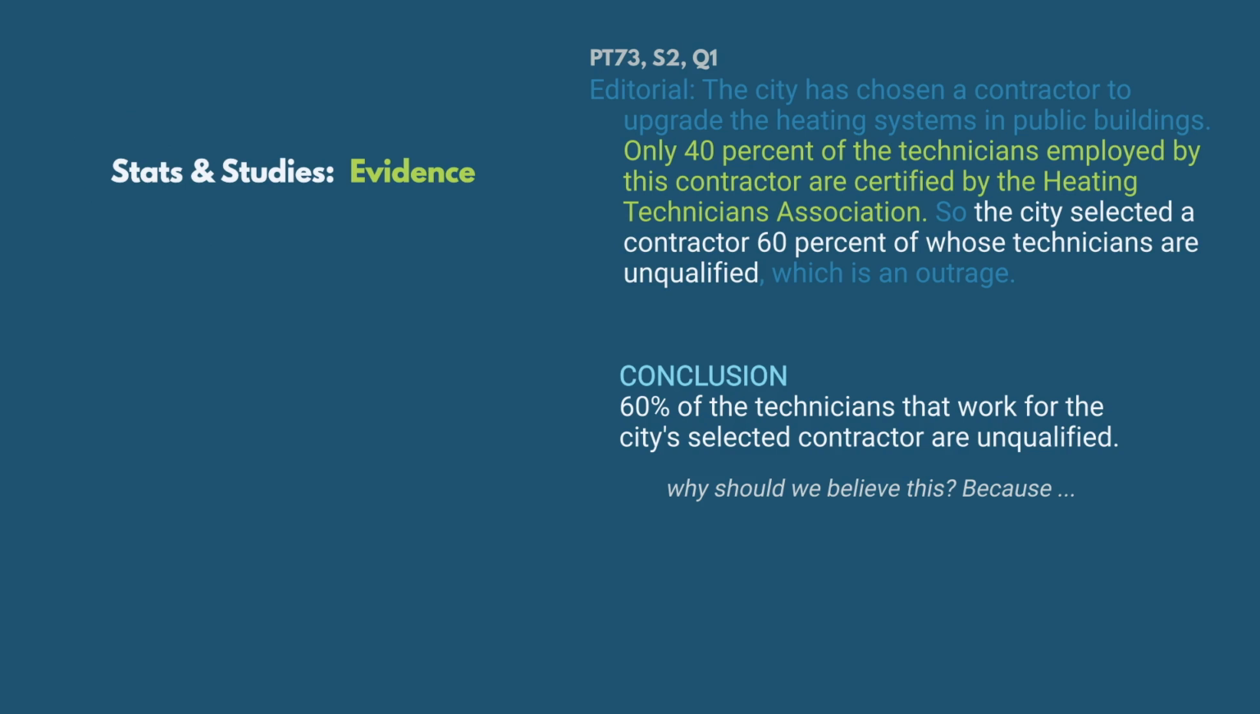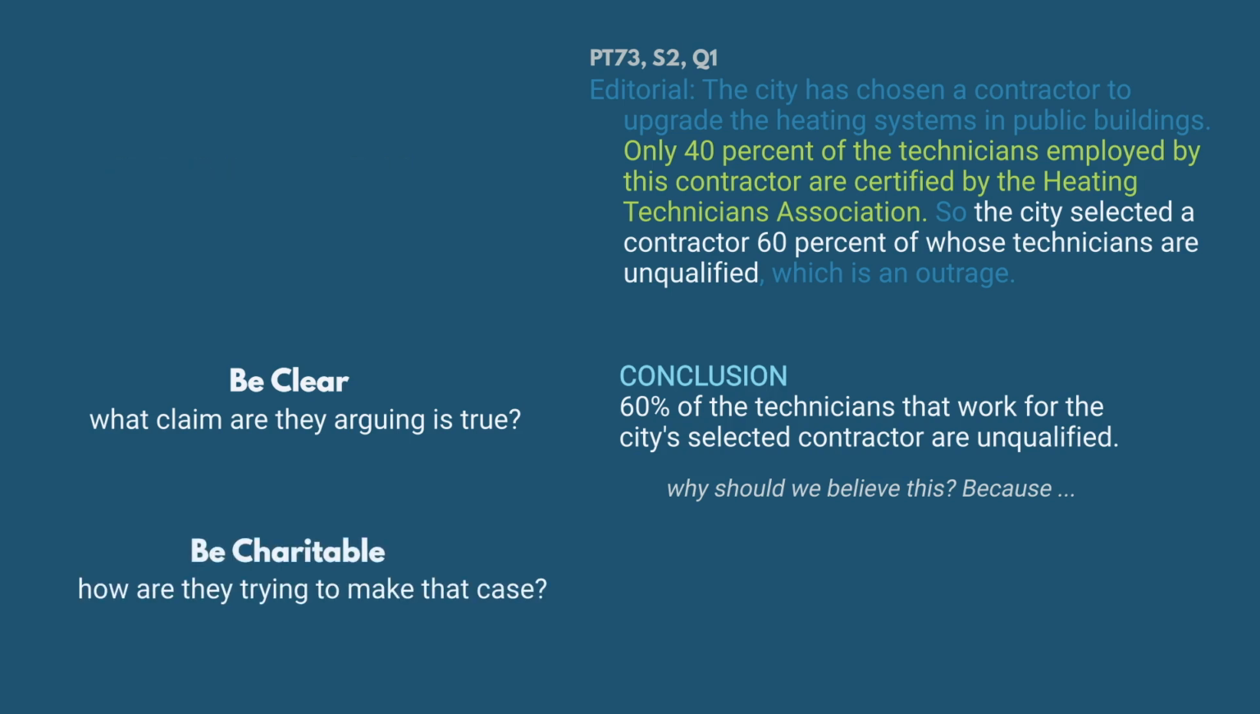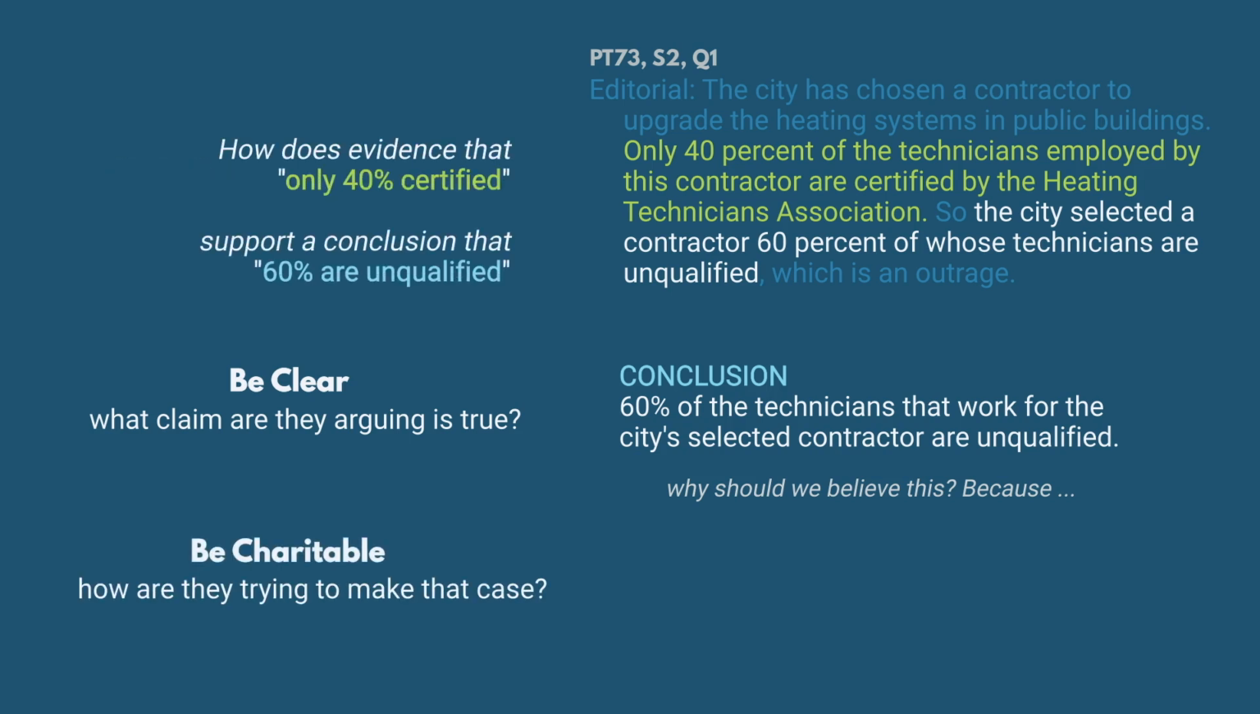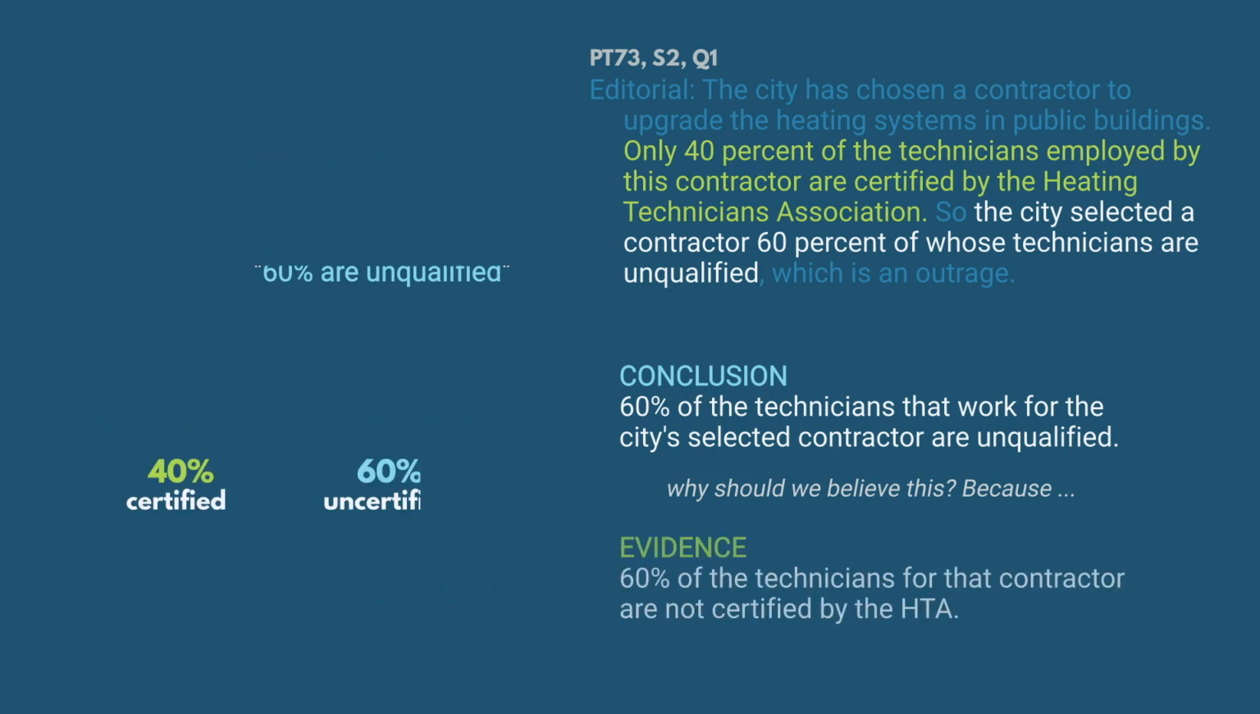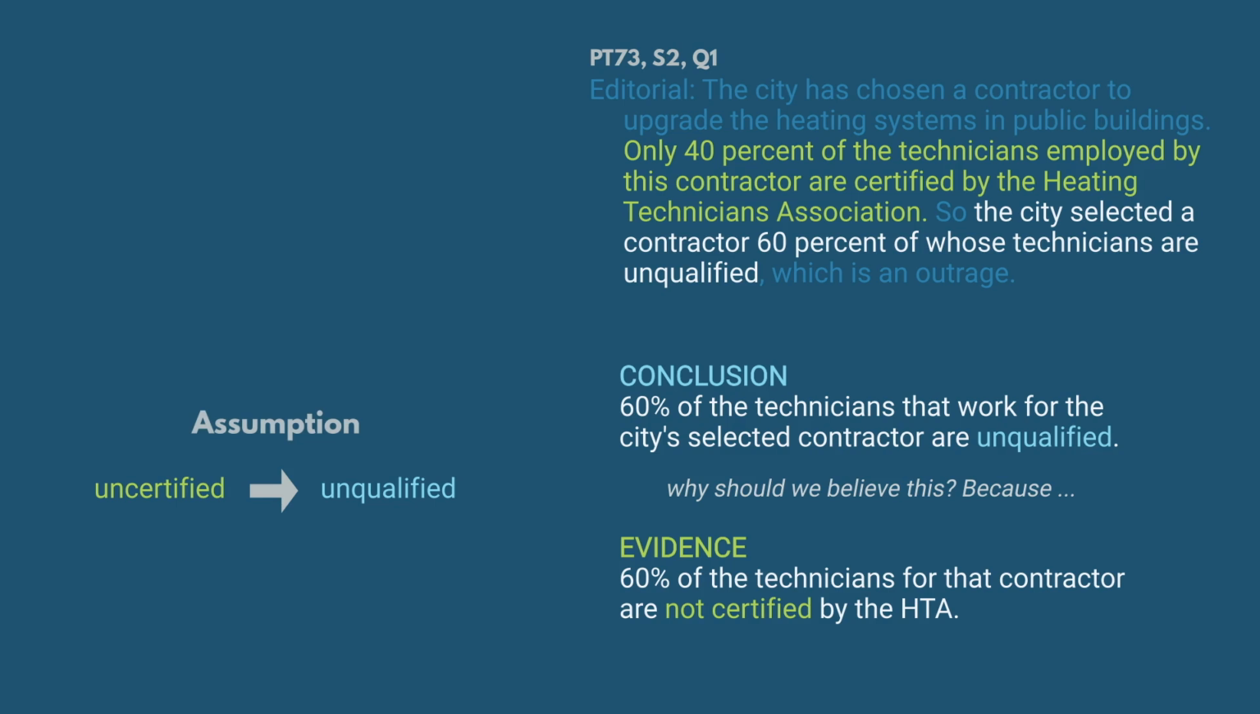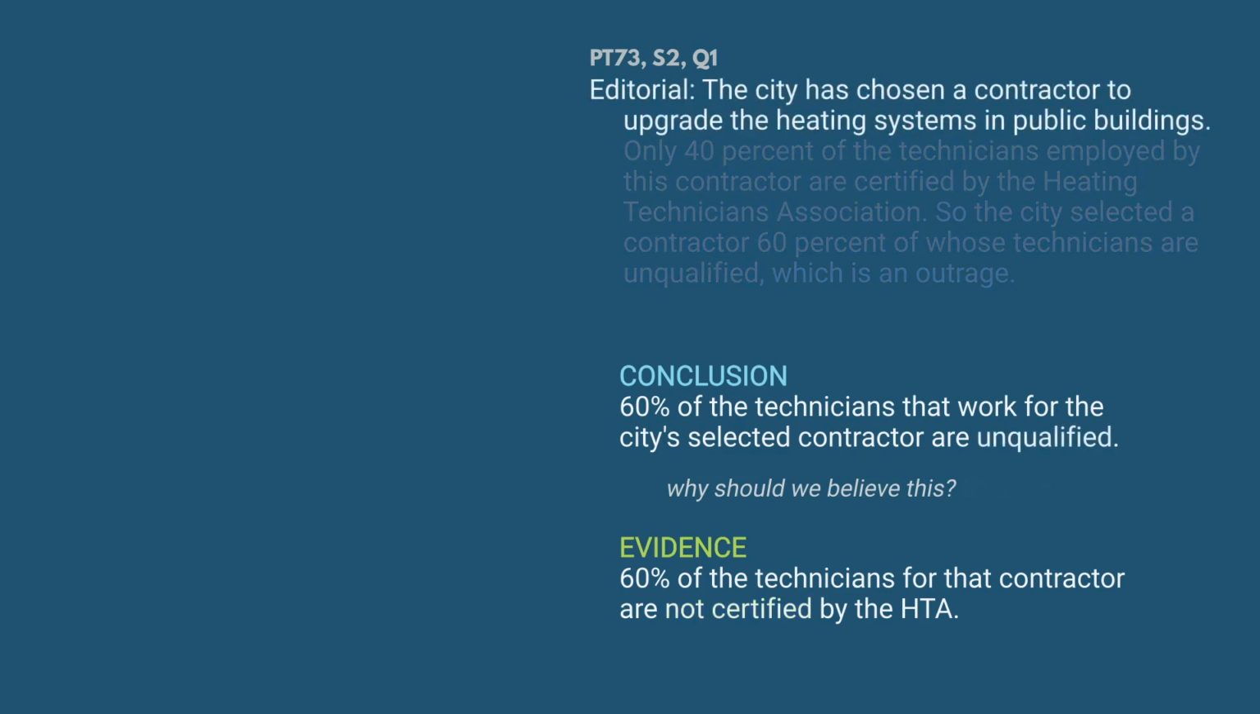Statistics and studies are always evidence. So we want to be clear about what they're arguing, and we want to be charitable about how they're arguing it. Like, how are they trying to persuade me that they're unqualified? The 40% and 60% are complementary values. If 40% are certified, then 60% are uncertified. So the argument's trying to say, since 60% of them are not certified, 60% of them are not qualified. The author's making this move in her mind that if you're uncertified, then you're unqualified. That's an assumption she's making. The first sentence, meanwhile, is just background. They've chosen a contractor.